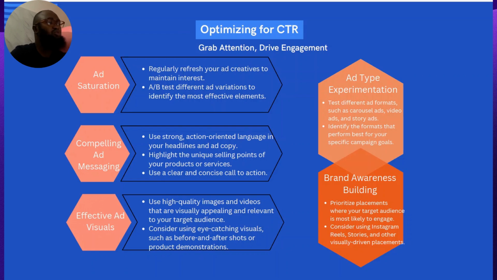The third option is to actually be effective with your ad visuals by using high quality images and videos that are visually appealing and relevant to your target audience. Then you are going to be getting a lot more click-through rate. So if you are failing in this click-through rate, these are the things that you need to focus on. And also consider using eye-catching visuals such as before and after shot.